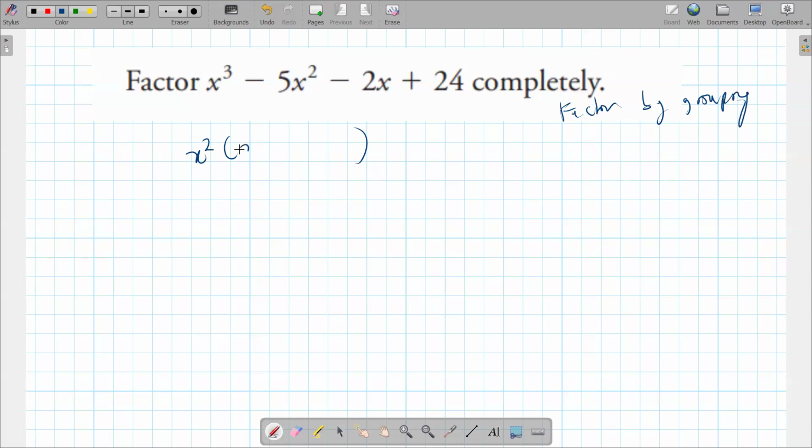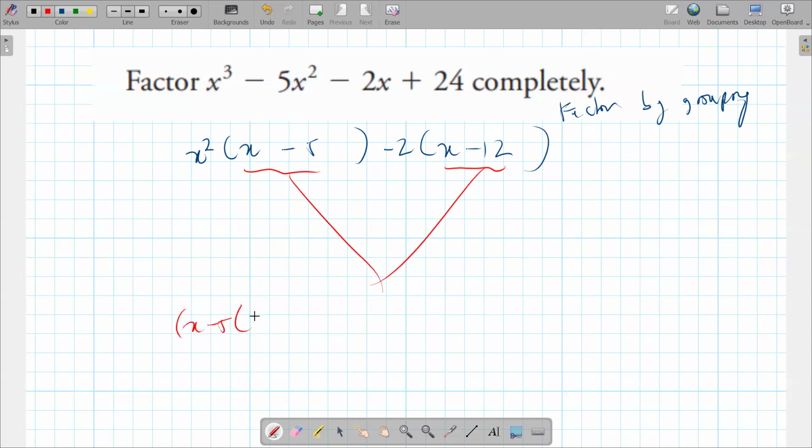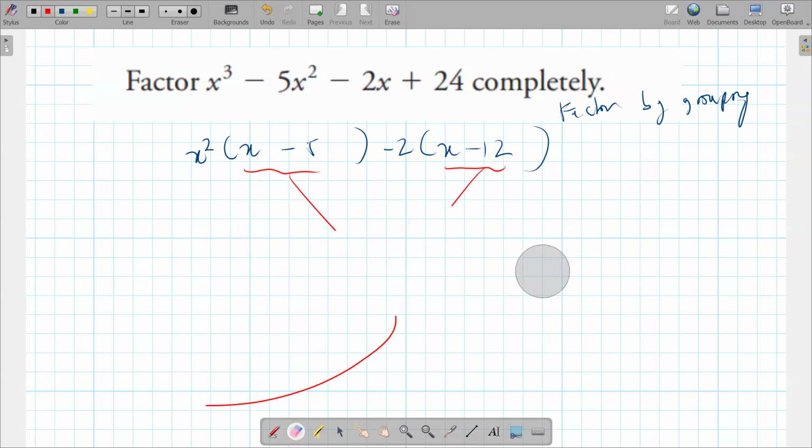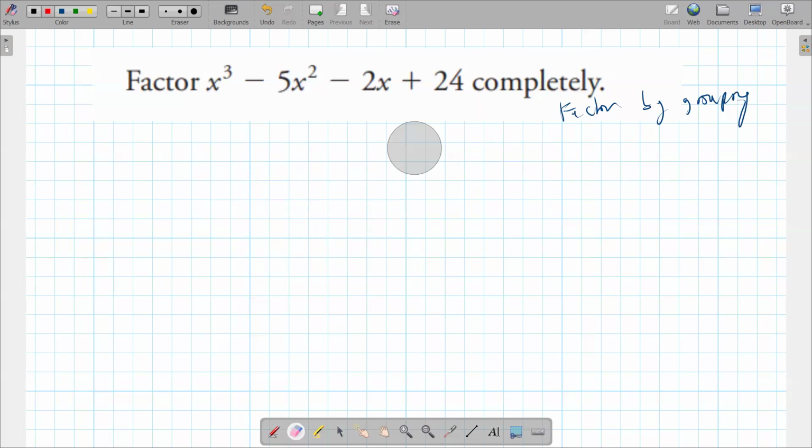So from the first two terms it'll become x minus 5. Here you can take out a 2. When you take out a 2, what are you left with in a bracket? X minus 12. So notice how these two brackets are not the same. Had they been the same, you could have pulled that bracket out and gotten this as your final answer. But those two brackets are not the same, so factor by grouping doesn't work. Always check for this.